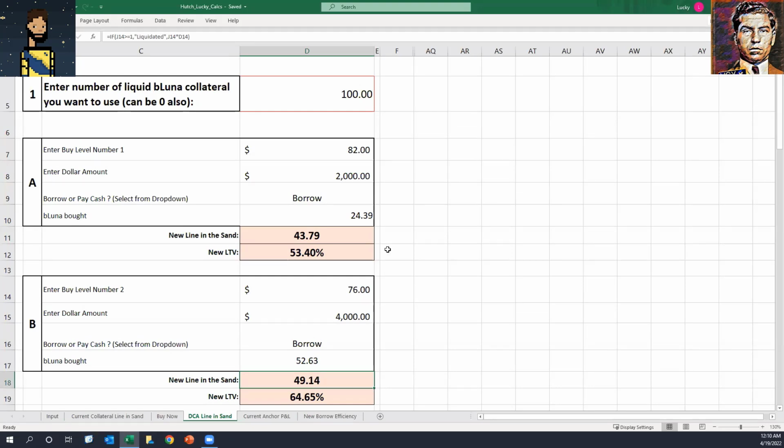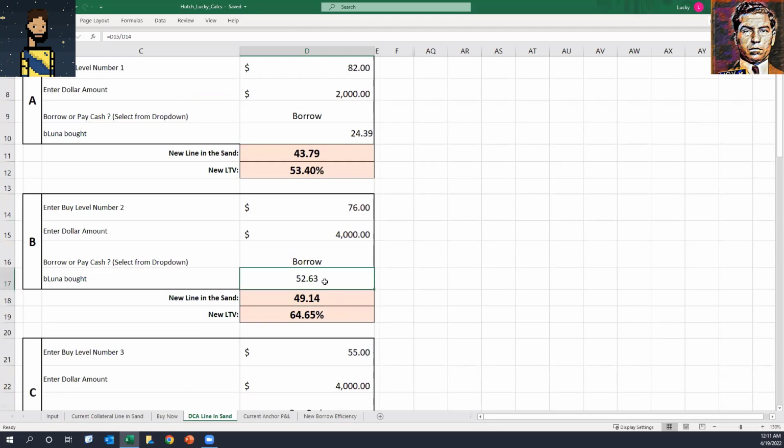We went from 24.39 bLUNA. We doubled the dollar amount, but we got more than double because the price is lower. So now we picked up 52, but notice that kicked up our line in the sand to 49.14, which is still probably pretty safe. Again, since we brought up Cephii, the man, I love his theory that there is a little bit of an invisible floor there, not financial advice. Everybody has to do their own research. But since that was the level that the VCs bought at to create the Bitcoin reserve, a little bit over 50, you could still be pretty good there.